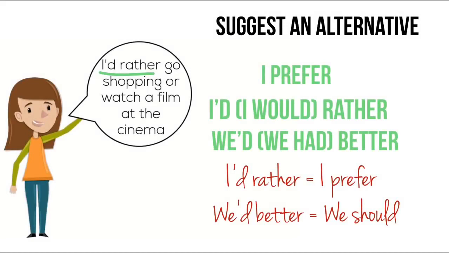I'd rather go shopping or watch a film at the cinema. And if you disagree with a suggestion, you can suggest an alternative or express your preference. And you can use the following: I prefer, I would rather, and the short form, I'd rather. We had better or we'd better. So I'd rather means the same as I prefer, and we'd better is the same as we should.